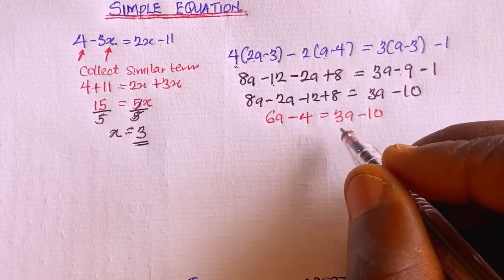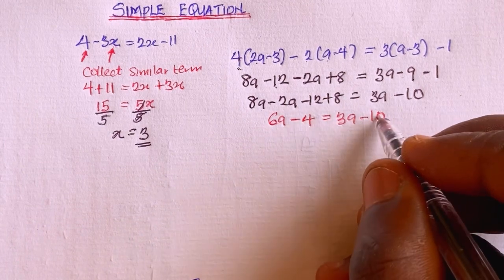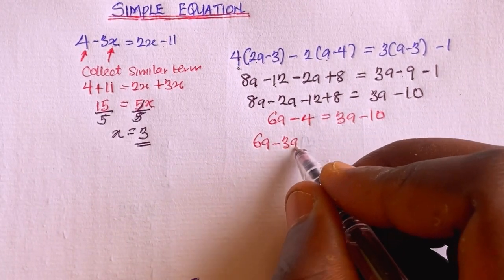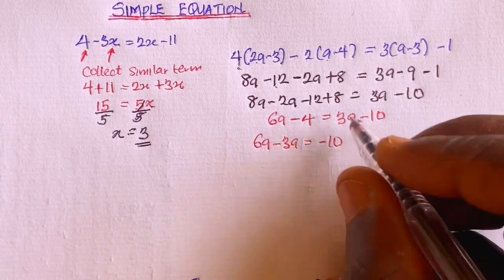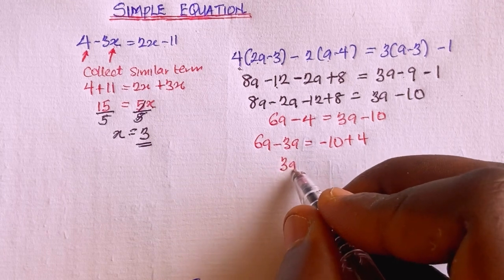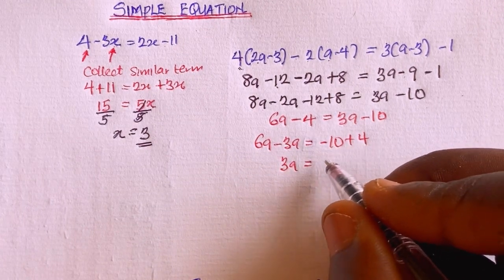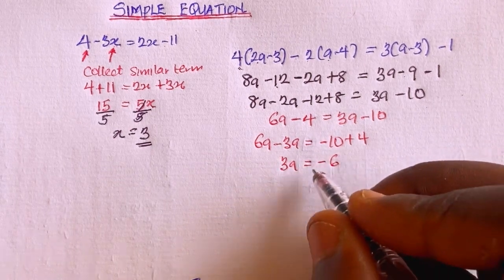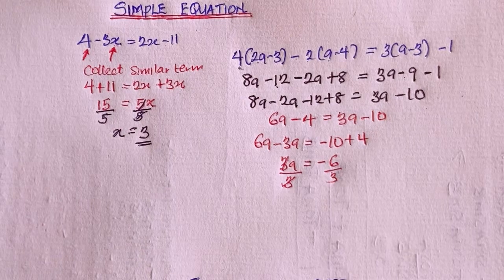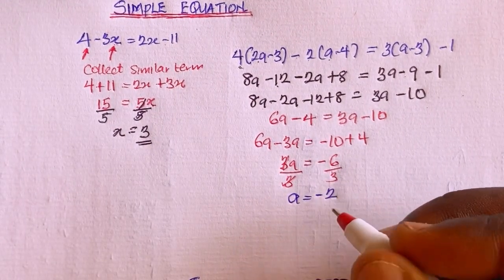Then I can now collect the similar terms. Collecting the similar terms here, I'm going to bring this to this side and this to the other side. Then here I'm going to have 6a minus 3a, which is equal to minus 10, then here I'm having plus 4. Then 6a minus 3a is simply 3a, right? Which is equal to minus 10 plus 4, that's actually minus 6. Then I'm going to divide both sides by 3. Dividing both sides by 3, my a is simply equal to minus 2 in this case.